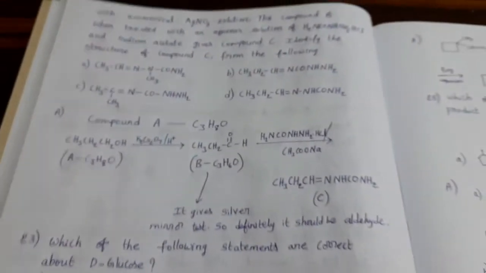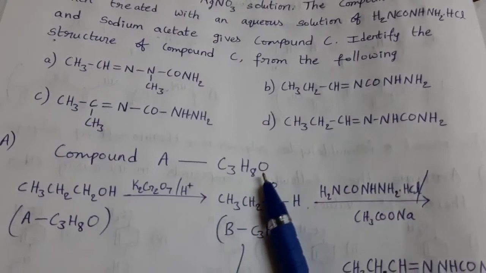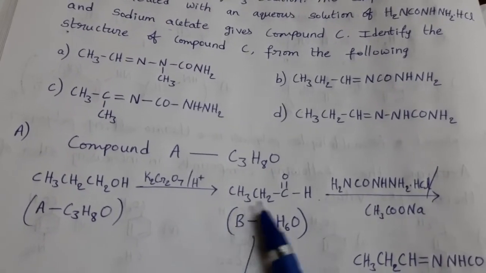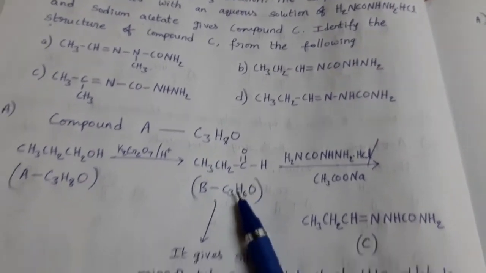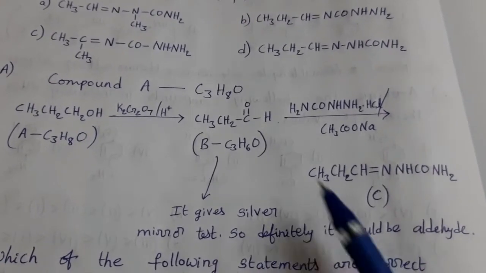Okay. See the given molecular formula. Compound A molecular formula is this one. This compound is treated with acidified potassium dichromate. Then we can get a compound B. This compound B gives a positive silver mirror test. So definitely it should be an aldehyde.